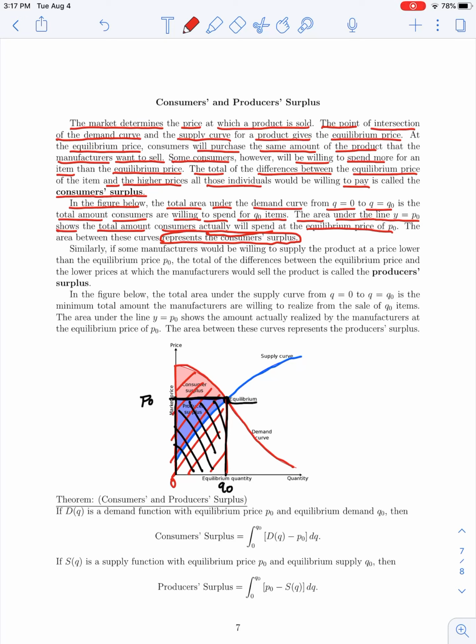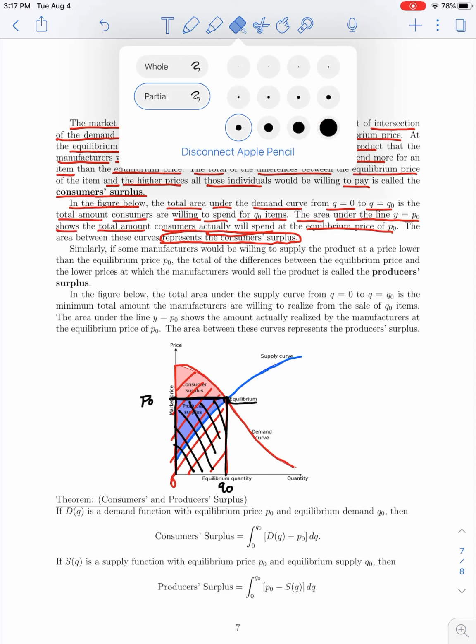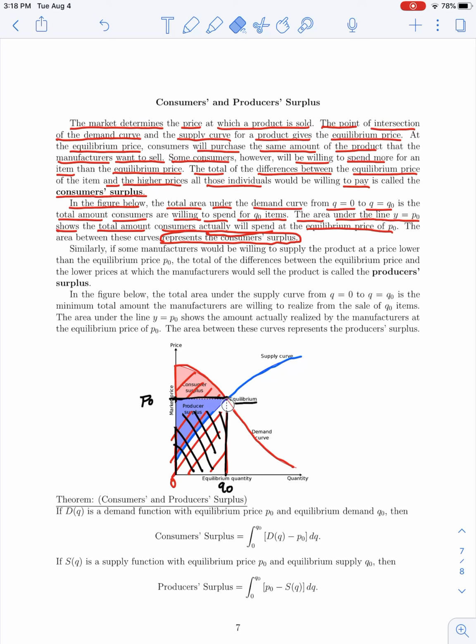So if we take the area that I had first shaded and subtract the area of this black rectangular section, what I am left with is some region shown here. And this region is what we are calling the consumer surplus. It's the area of the red region shown in this original figure.